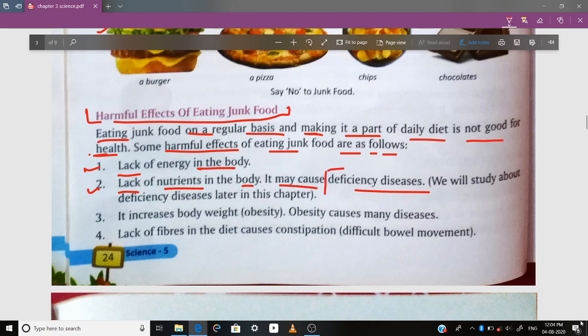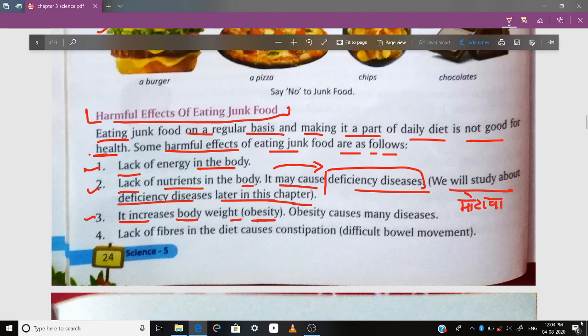Now, what are deficiency diseases? We will study about deficiency diseases later in this chapter. So it may cause deficiency diseases. Number three, it increases body weight, which is called obesity. In Hindi, we say it motapa. Motapa means a body condition in which the weight of the body increases too much.